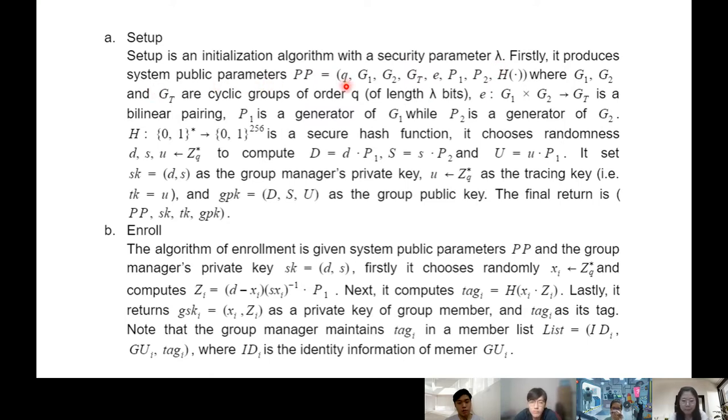In short, we call it PP. And inside that, we have Q, G1, G2, GT, E, P1, P2, and function H, where G1, G2, and GT are cyclic groups of order Q of length lambda bits. E is a function from G1 times G2 to GT. It's a bilinear pairing. P1 is the generator of G1, while P2 is a generator of G2, respectively.